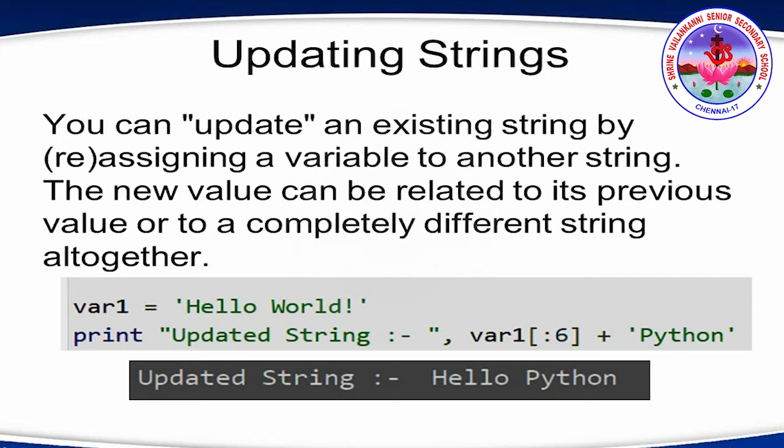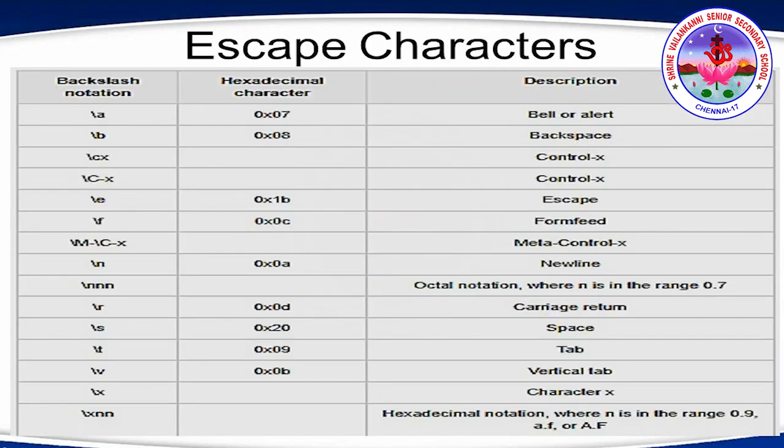I guess you understood the meaning of updating strings. Now let's move on. Escape characters. We have so many escape characters. For instance, you can take \r, \n, \t. You know all those, right? Similarly, you have many other escape characters. \a is for alert or a bell sound. \b is backspace. \c is for control X. \CX is for control X.